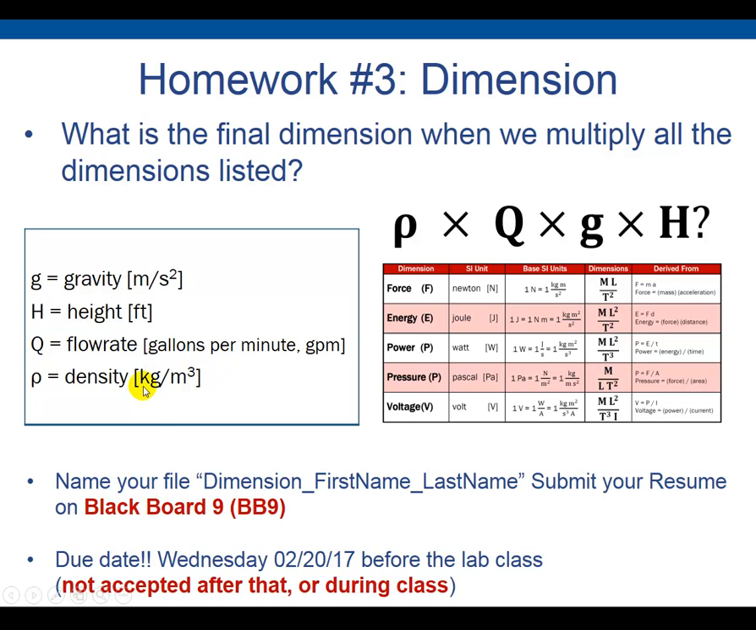And here we have a kilogram. Kilogram is mass, right? And L is length. So mass divided by L cubed. If we multiply these 4 different units and different dimensions, what dimension do we get in this area? We have 5 different dimensions. The answer should be one of them. The due date is this Wednesday before the lab class. Please submit your work on Blackboard.